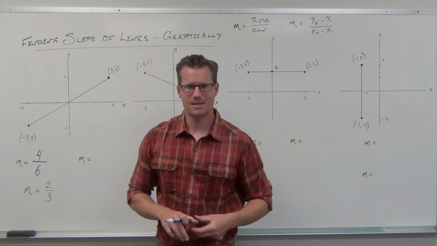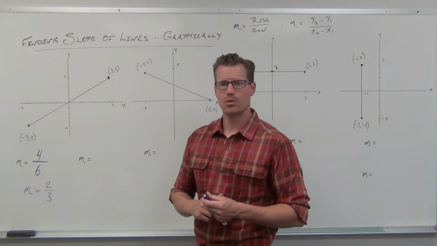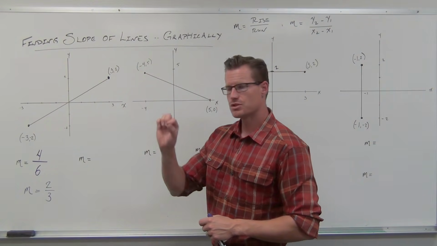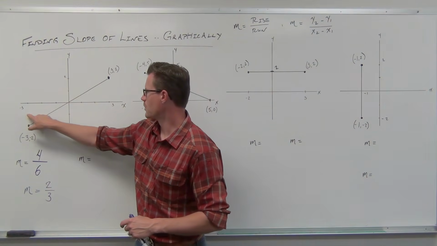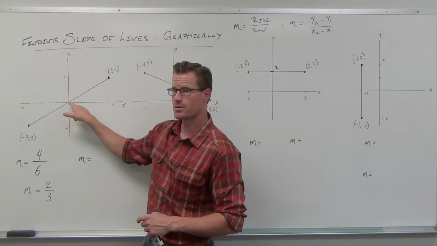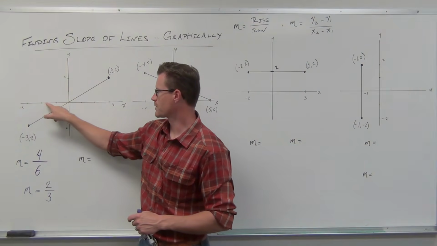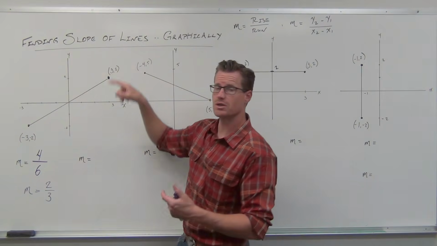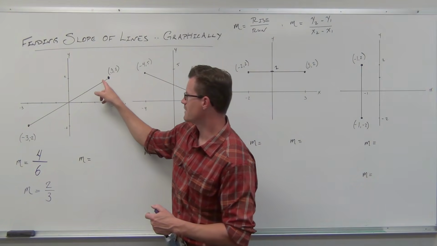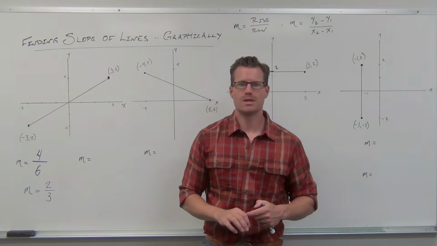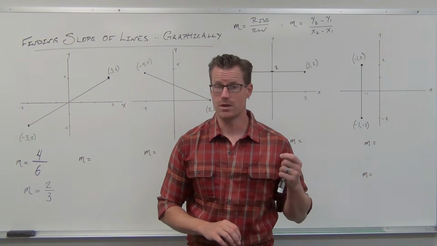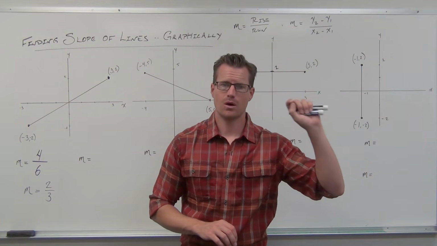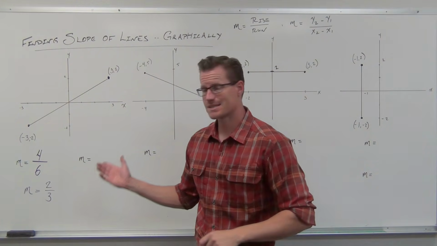Now, what that means is that you can get to every other point by counting from any point to any other point by counting up 2 and over 3. That should work. Up 2, 1, 2, over 3, 1, 2, over 3 to the right. Up 2, over 3 to the right. Oh, that's cool. That's another point. Up 2, over 3 to the right. You could continue forever. Now, I know there's an infinite number of points on that line, but to get from one point to any other point on this particular line, you would count up 2, rise of 2, over to the right 3, run of 3. That's it.